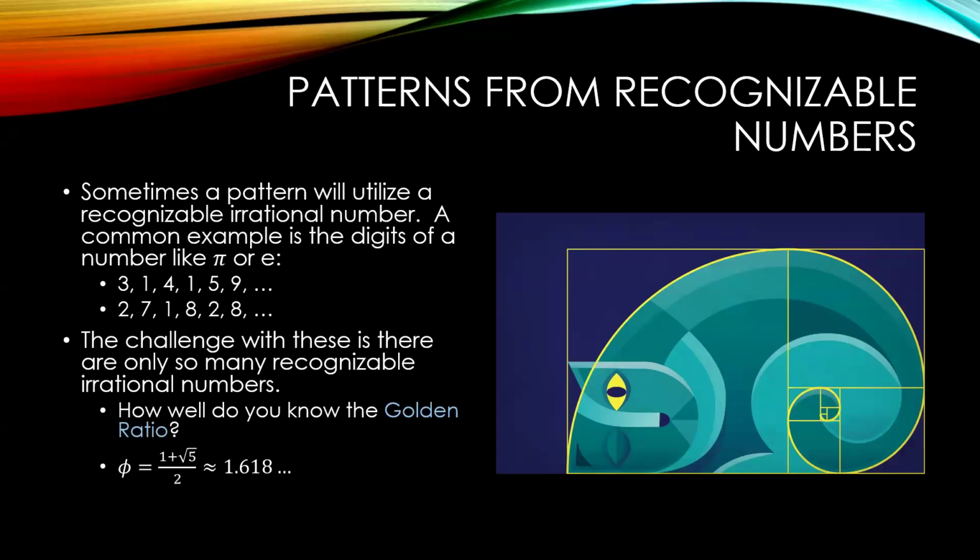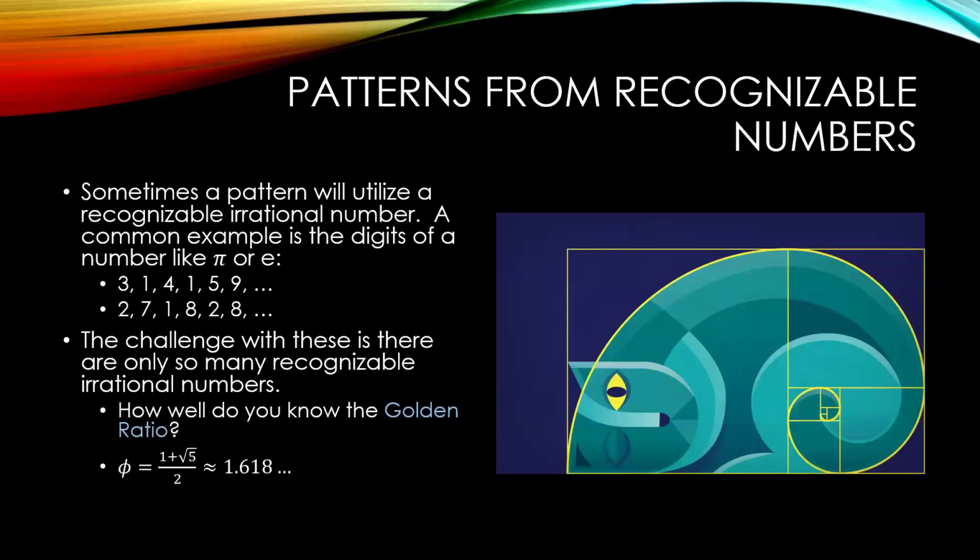We then have patterns from recognizable numbers. So sometimes a pattern will utilize a recognizable irrational number. And so an irrational number is a number which goes on forever and ever and never repeats. And so pi or e are common examples. Well, pi starts with 3 and is 1, 4, 1, 5, 9, 2, 6, something like that. E is a similar one. It's 2.718281828459045, and it just keeps going on and on in some non-repeating pattern.